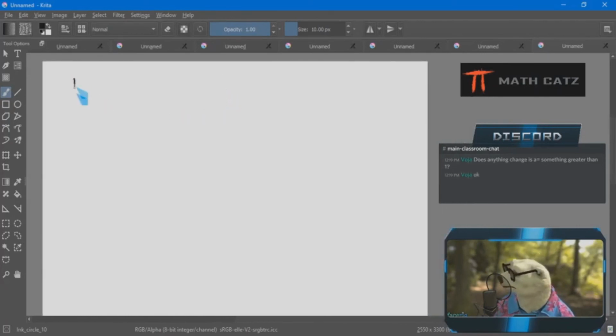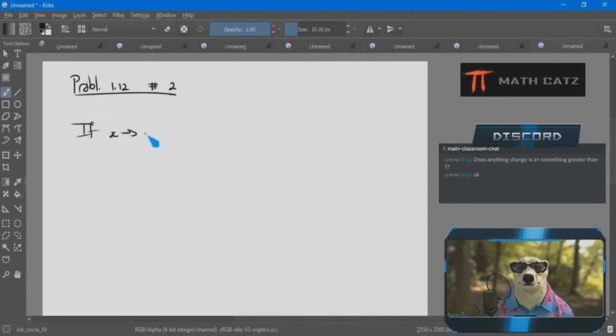Or not bigger, just different maybe. Problem 1.12, not 9. Number 2. So there we have whatever x does. Really, I don't care that much. It's big in size.